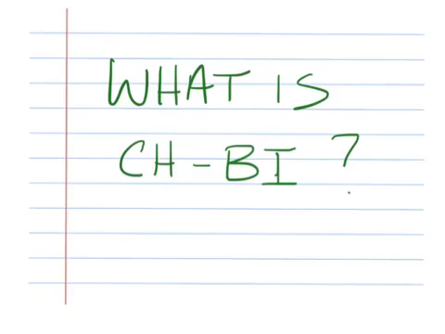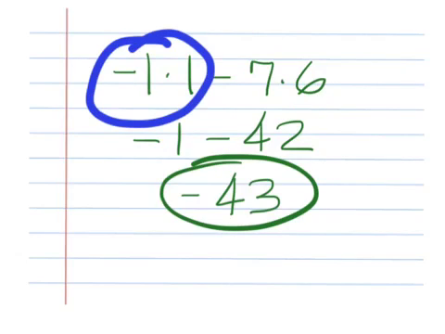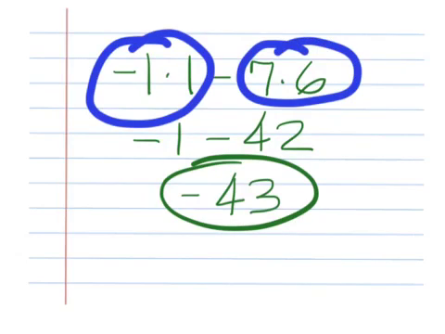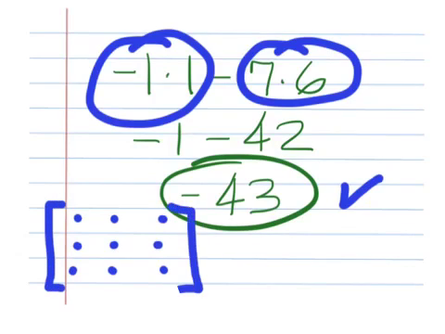What is CH minus BI? That comes from negative 1 minus 7 times 6. Negative 1 minus 42 is negative 43. When you write out the initial matrix, and these dots represent numbers in the matrix, leave room underneath each one so you can put A, B, C, D, E, F, G, H, and I, so that you don't have to struggle to look at it and figure out where G is at.